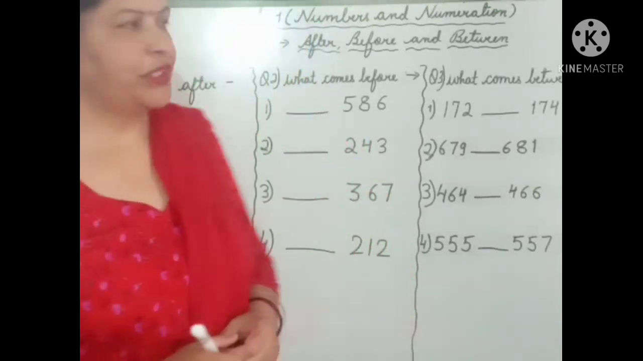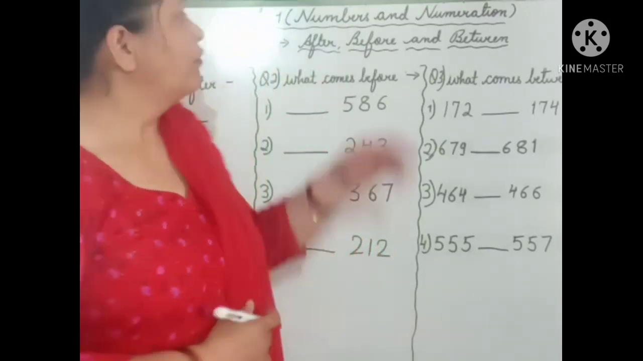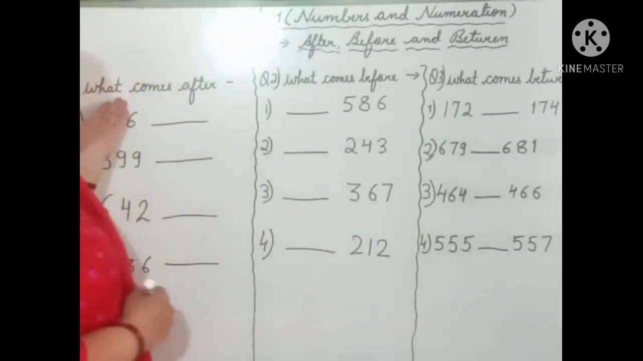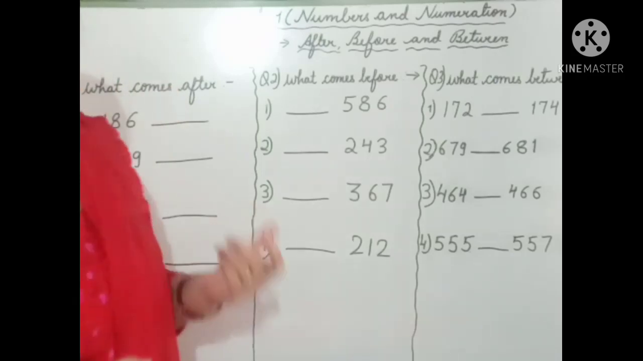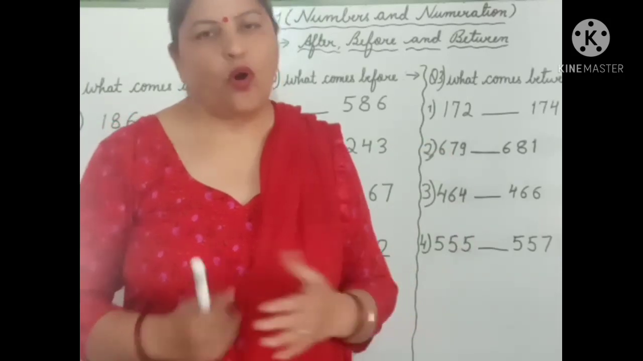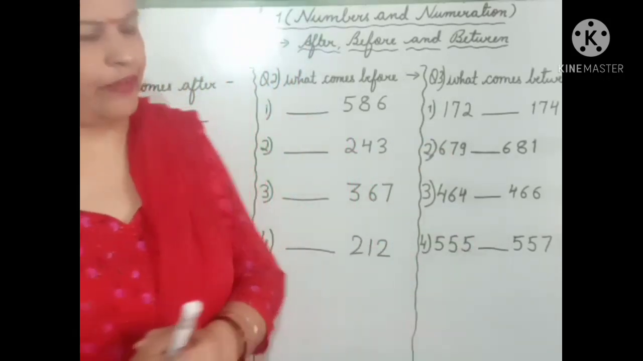And today in this video, I'm going to explain the topic after, before and between from chapter number 1, numbers and numeration. So let's start with question number 1, children. What comes after? As you know, children, after means you have to count forward, or in other words, you have to write the next number of the given number.